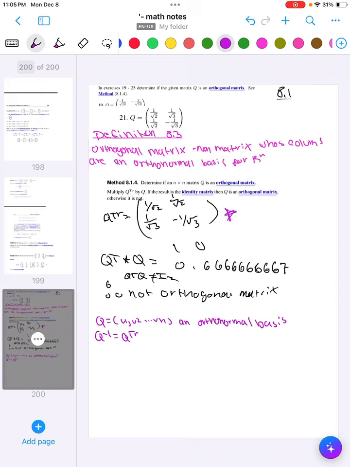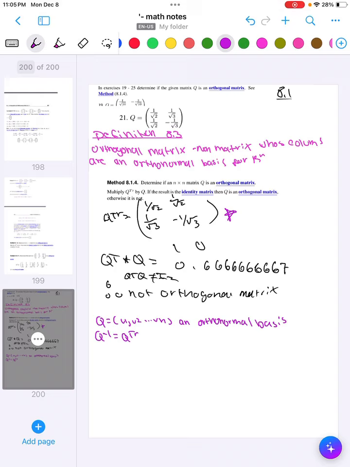are an orthonormal basis for Rn, which means that each column is going to be a unit vector in the matrix. And so I grabbed this straight from the book, method 8.1.4. To determine if an n-by-n matrix Q is an orthogonal matrix, multiply the transpose of Q by Q, and then the result is going to be the identity. If the result is the identity matrix, then Q is an orthogonal matrix.